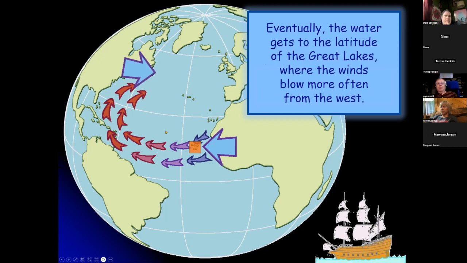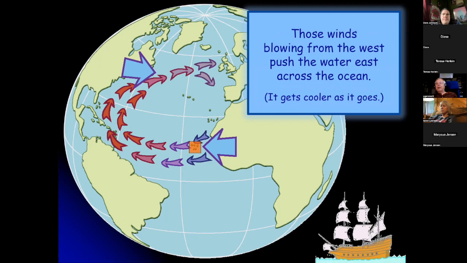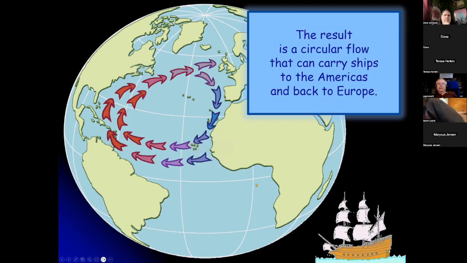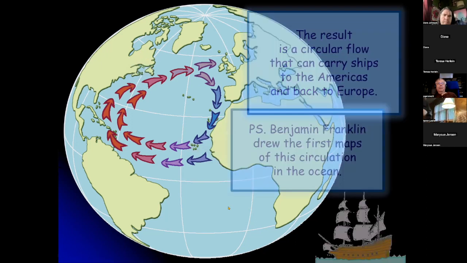Eventually, that water gets up to the latitude of the Great Lakes, and where we are, the wind blows more often from the west. And so it's going to push the water back across the ocean over the other way. And that is basically the circulation system of the ocean. Now, why is that important? It helps you understand why Great Britain and Spain and Portugal turned out to be the major explorers, because they were the ones that had access to those ocean currents that would go out over the ocean there. Then it could carry them over to North America and back.